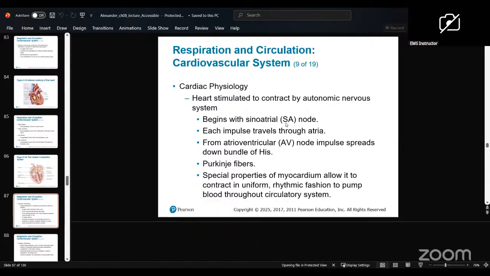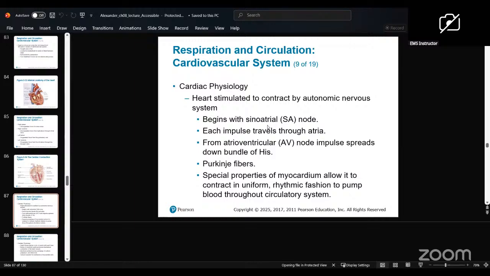So again, we talked physiology. It's stimulated by an autonomic nervous system. What we mean by autonomic is it automatically does it for you. You don't sit there and think heart beat, lungs, bring air in, all these other things. It just automatically happens. So the way that the impulse travels, it starts at the top of the heart at the SA node. It goes down to the AV node, down into the bundle of His, through the bundle branches left and right, and then down into the Purkinje fibers.